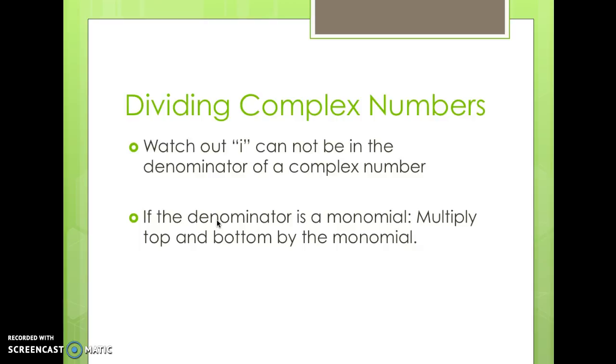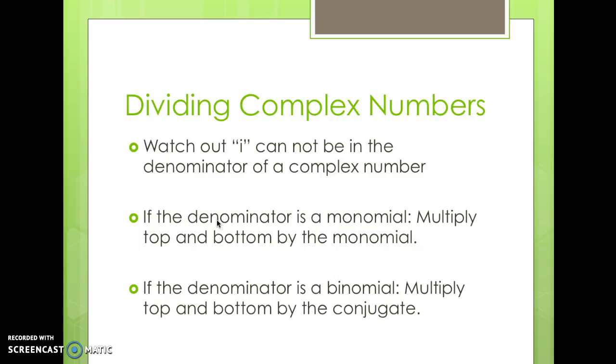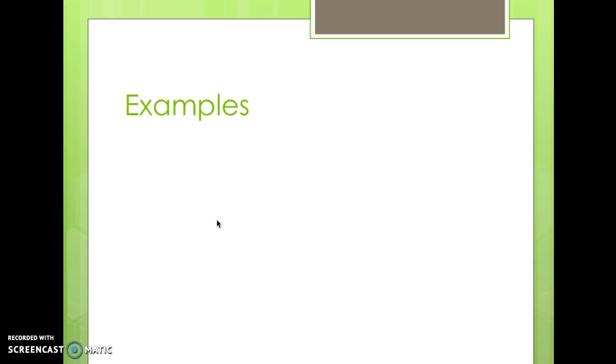So monomial, as you remember, mono means one, so one element. If the denominator is a binomial, multiply top and bottom by the conjugate. So let's look at some examples. We have number 13 on your note sheet.